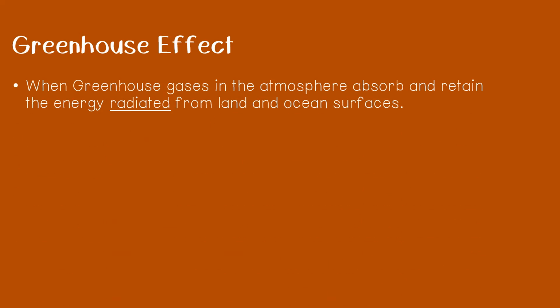So the greenhouse effect is when greenhouse gases in the atmosphere absorb and retain the energy radiated. We know what radiation is because we talked about radiation in our energy unit when we talked about heat transfer. And that radiation is through heat waves. So the gases are absorbing and retaining the energy radiated from land and ocean surfaces. A key term is that the gases are absorbing and retaining that energy, that heat, from land and ocean surfaces.